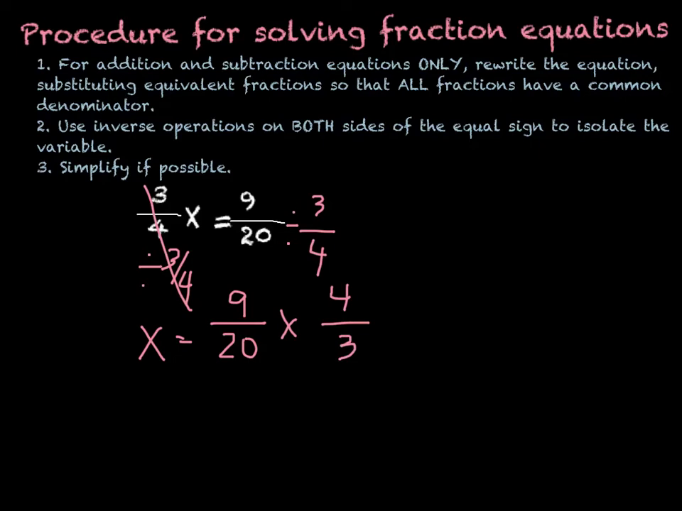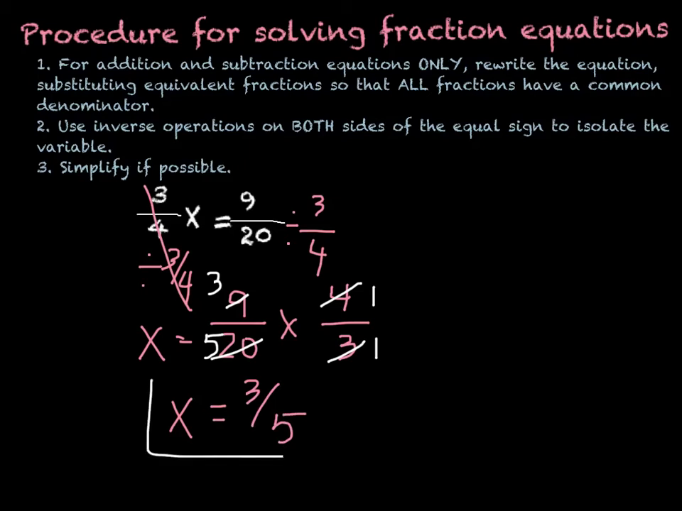Now I'm going to look for any numbers that I can cancel out. So I notice 3 and 9. If I divide 3 by 3, I get 1. If I divide 9 by 3, I get 3. 4 and 20 are also related. If I divide 4 by 4, I get 1. 20 divided by 4 is 5. And that tells me that my answer is x equals 3/5.